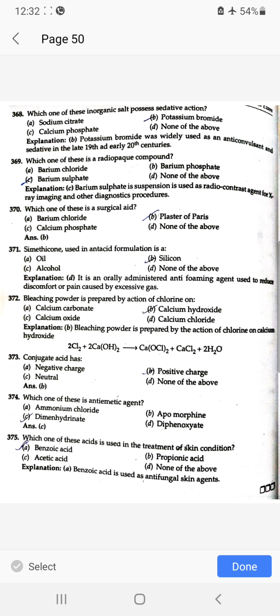Simethicone used in antacid formulation is a silicone. Bleaching powder is prepared by the action of chlorine on calcium hydroxide. Conjugate acid has a positive charge. Which one of these is an antiemetic agent? Dimenhydrinate. Which one of these is an acid used in the treatment of skin conditions? Benzoic acid.